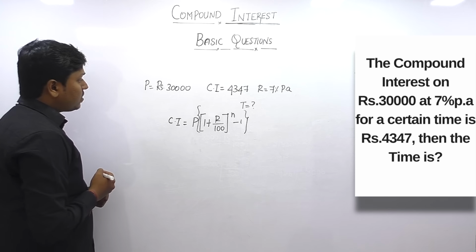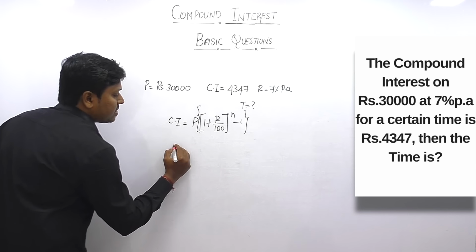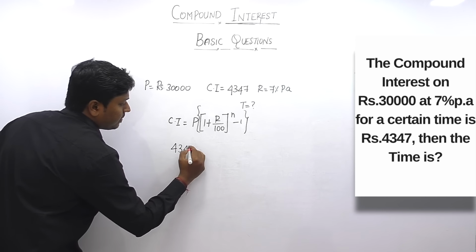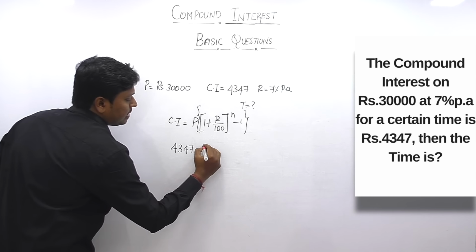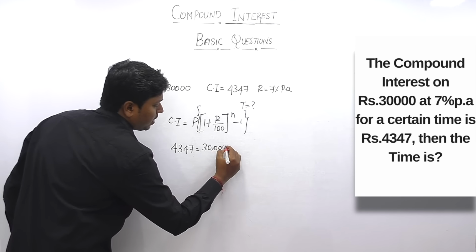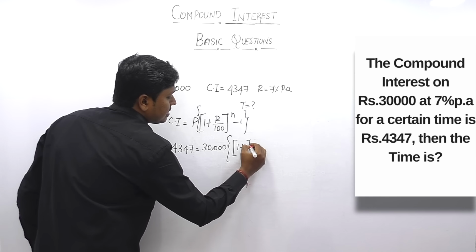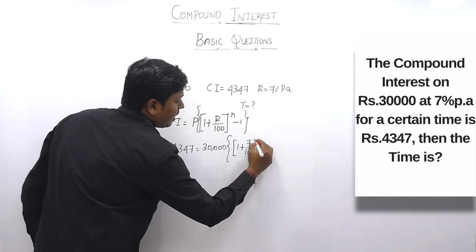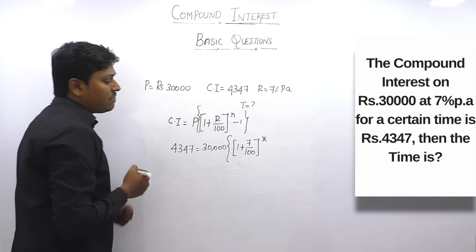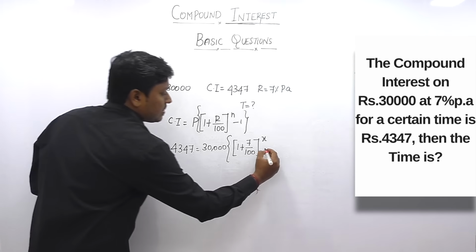And we can substitute all the values, where the compound interest is given, which is 4,347. We know the principal is 30,000, and 1 plus R by 100, where the rate of interest is 7, that is 7 by 100. Our target is to find the number of years. So let me take n is equal to x. So minus 1.